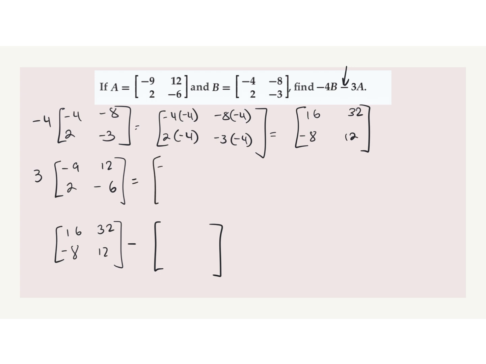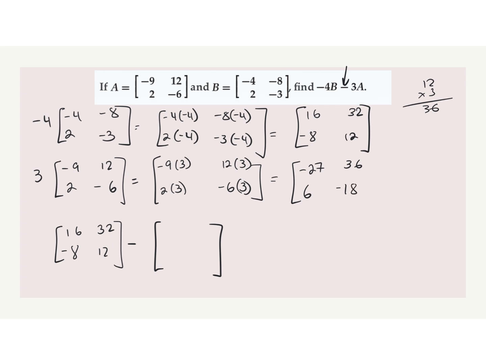So it's going to be negative 9 times 3, 12 times 3, 2 times 3, negative 6 times 3. That's going to be negative 27. 12 times 3 is 36. 6. And negative 18. So I'm going to write it in here. Now here we have the negative 4B. This first one, we have 3A. Awesome. Now let's subtract it.